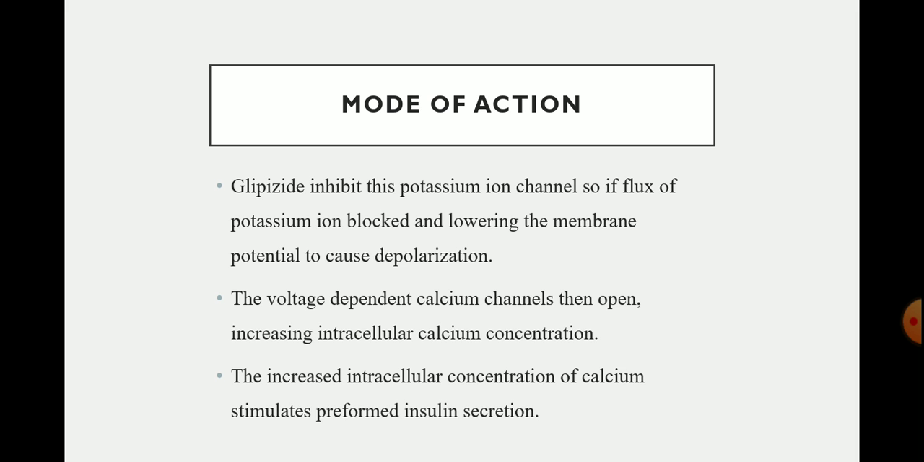Next, the mode of action of glipizide. It inhibits the potassium ion channel, so efflux of potassium ions is blocked, lowering the membrane potential to cause depolarization. The voltage dependent calcium channel then opens, increasing intracellular calcium concentration. The increased intracellular concentration of calcium stimulates preformed insulin secretion. So this is the mode of action of glipizide.